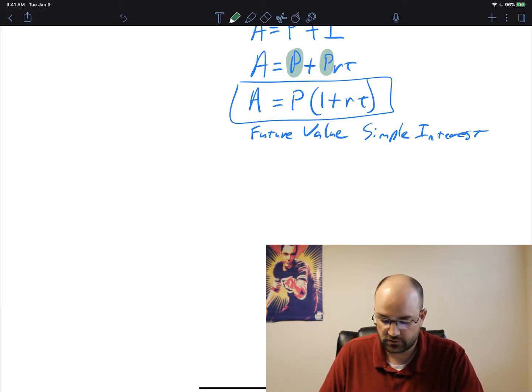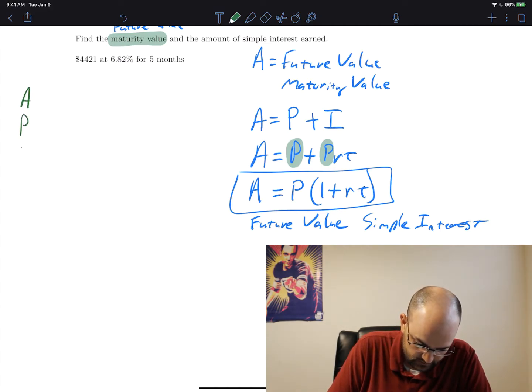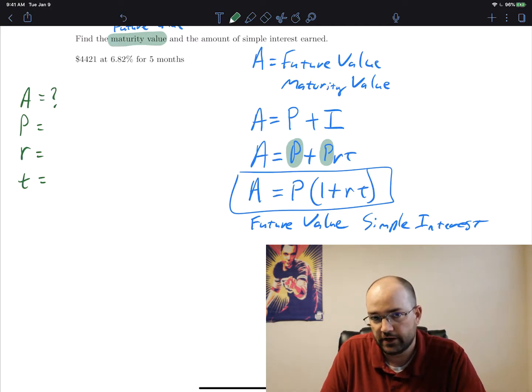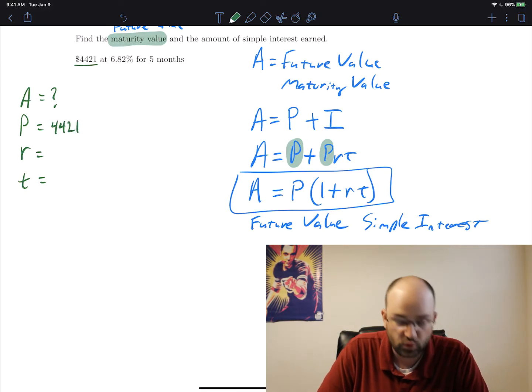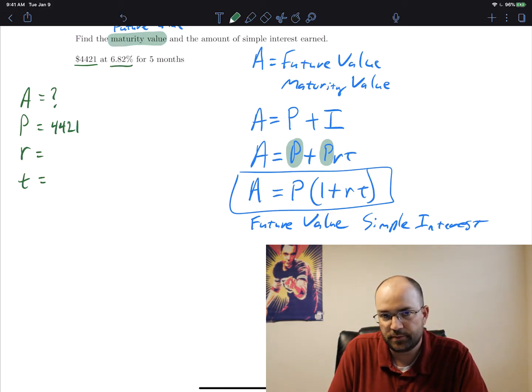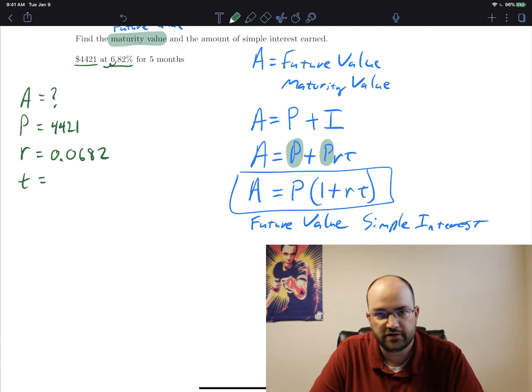Anyway, let's go ahead and solve this question. For this question, we have again 4 variables. A is the future value, or the maturity value. We don't know what that is. That's what we're trying to figure out. P is the present value, how much you have today, or in other words, the principal. R is 6.82%. Now, 6.82%, remember to move the decimal left 2 places, which gives 0.0682. Notice that because I moved it left 2, anywhere I see an empty place without a number, I put a 0.